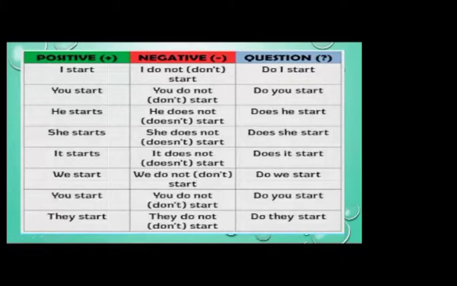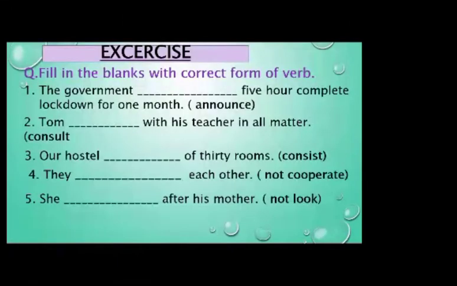Does he start is a question. Does she start is a question or an interrogative sentence. It starts. It doesn't start. Does it start? We start. We don't start. Do we start? They start. They do not start, or they don't start. Do they start? So these are certain examples of the simple present tense.